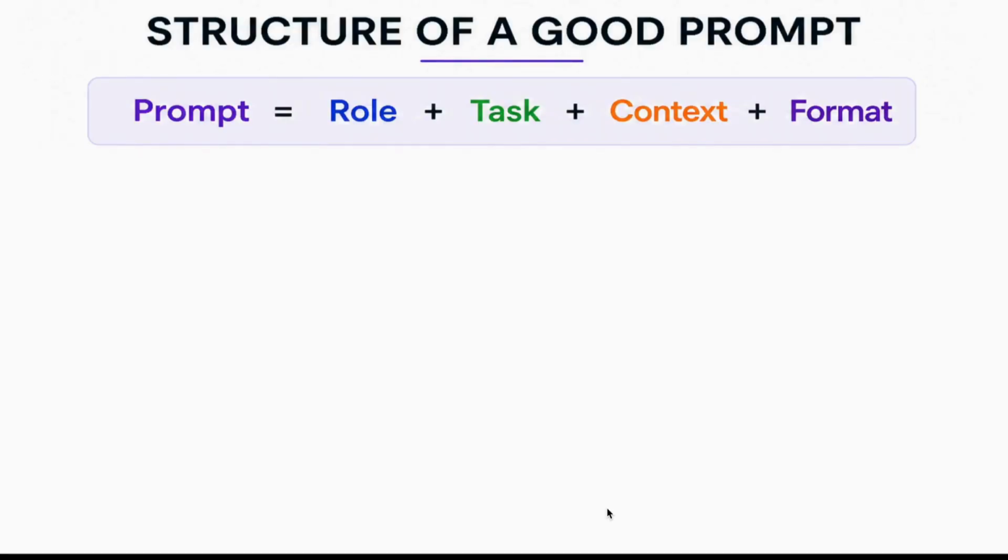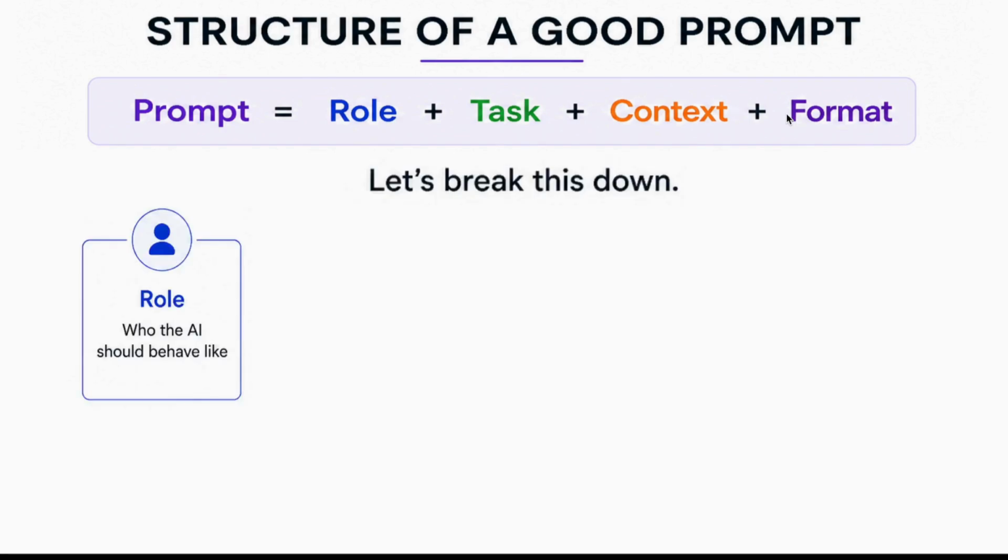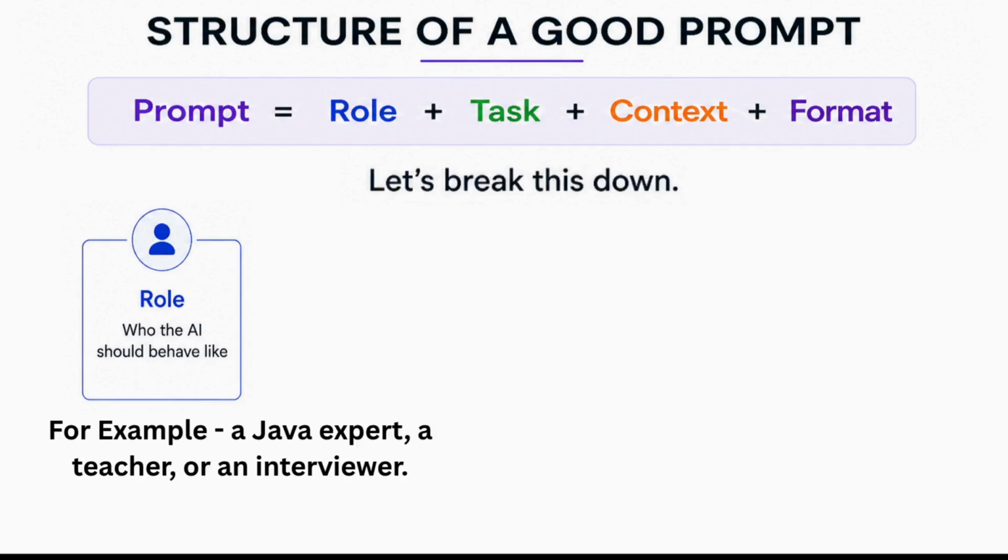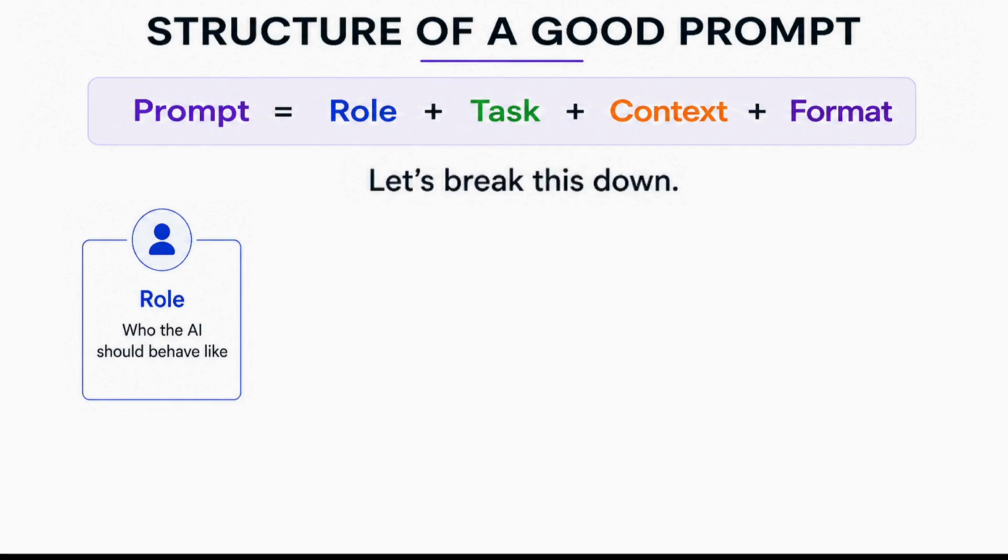Let's understand how to write a good prompt. A good prompt is not random. It actually follows a simple structure. So prompt is the sum of role plus task plus context plus format. Let's break this down. Role means who should the AI behave like? For example, a Java expert, a teacher, or an interviewer.